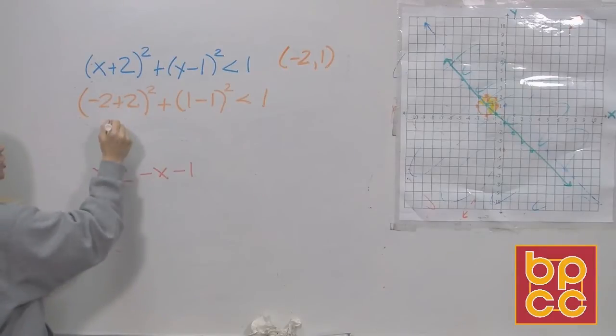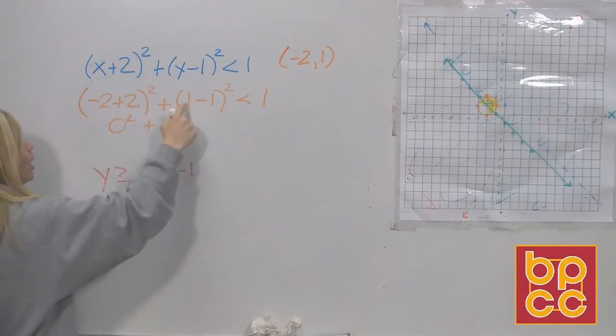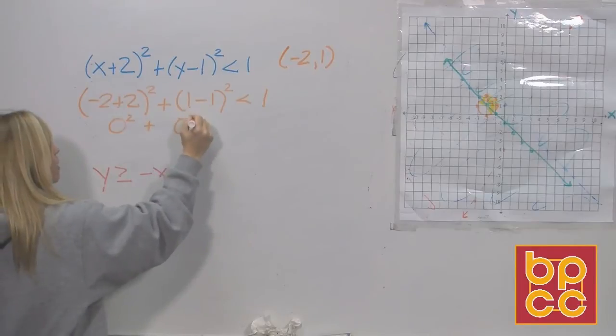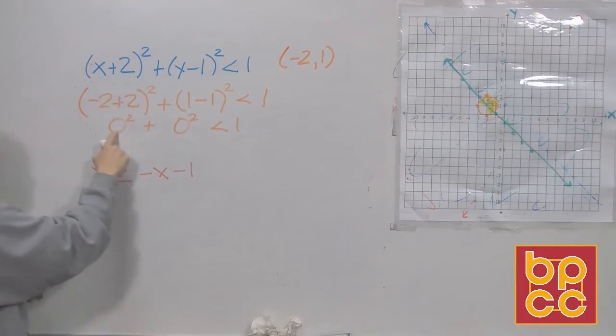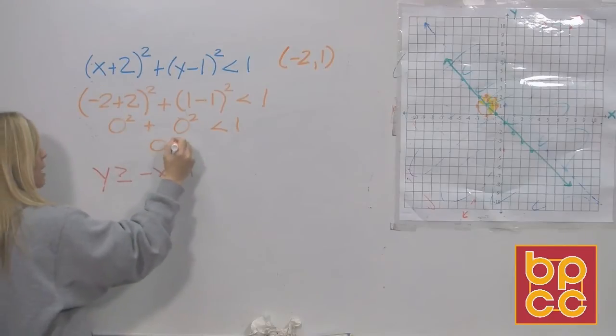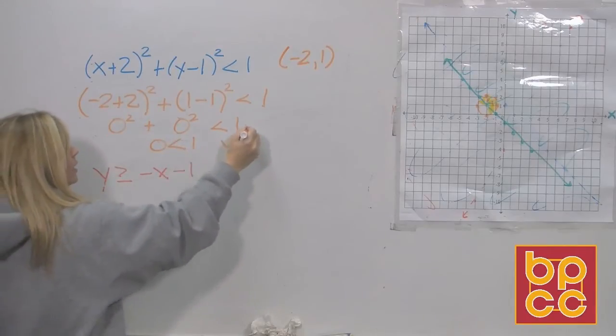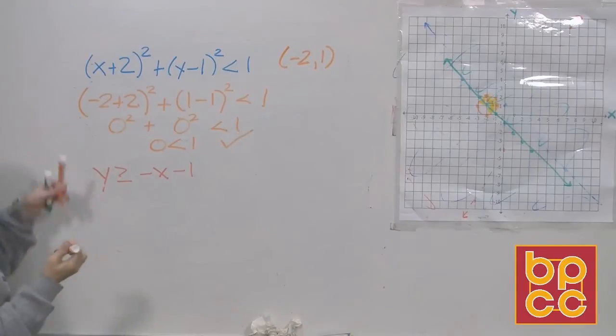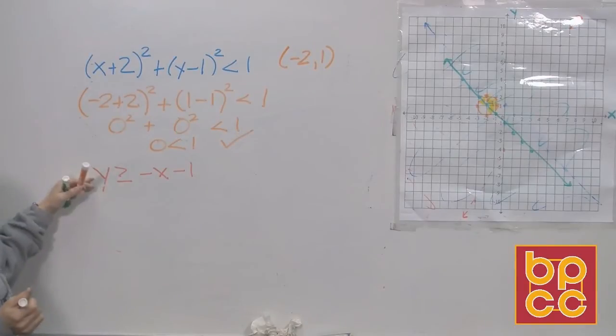-2 plus 2 is 0. 1 minus 1 is 0. 0 squared is 0. 0 squared is 0. If you add 0, you get 0. Is 0 less than 1? It checks. But it's got to check in both to truly be the solution.